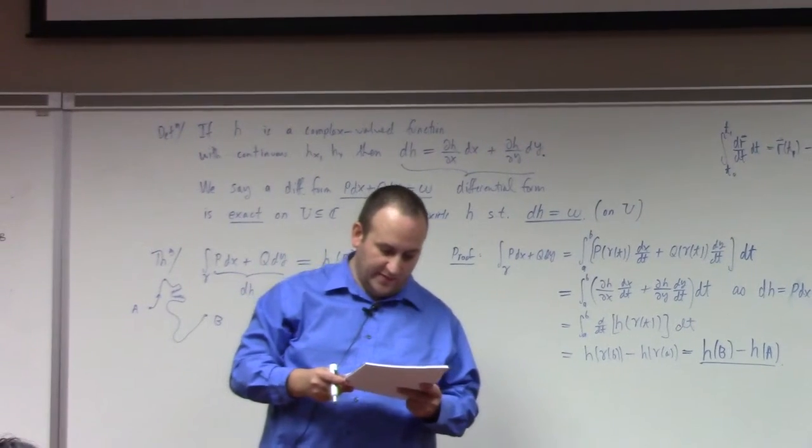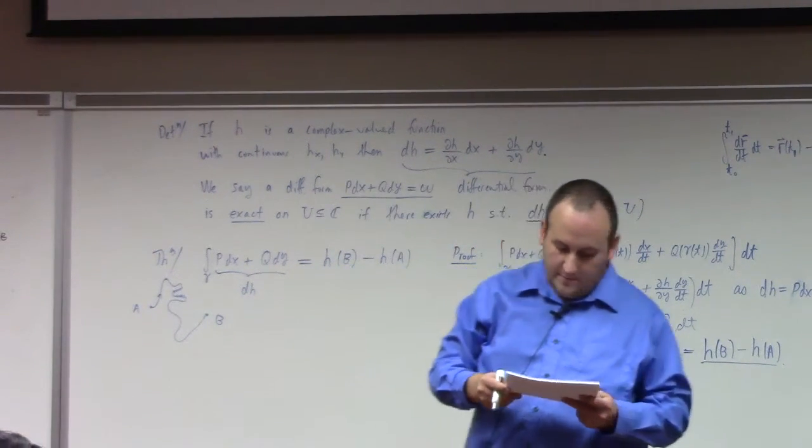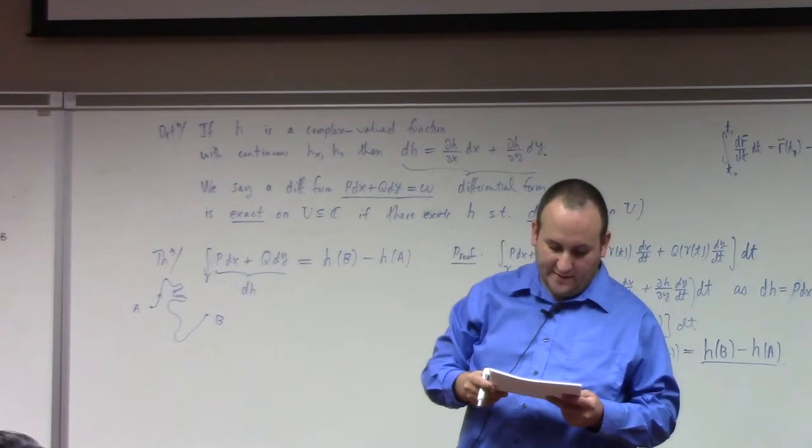Lemma 3.2.6. Let P and Q be continuous complex valued functions in a domain D. Then the form omega is path independent if and only if it's exact.